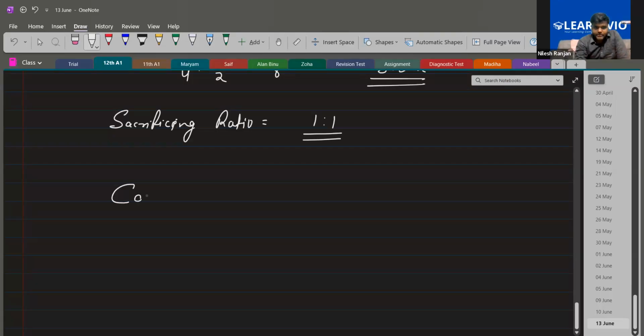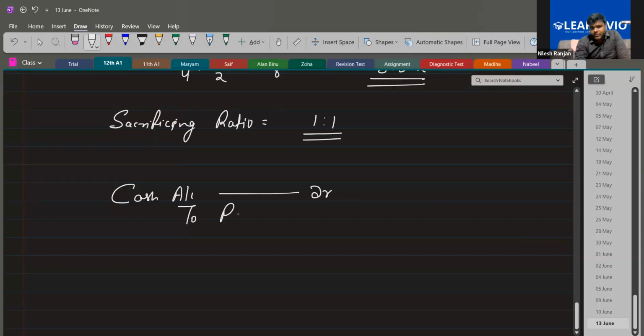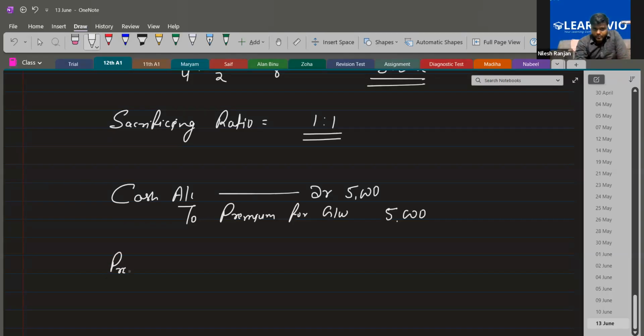So the journal entry will be cash account debit, to, is there any capital? No, capital is not given. So only premium for goodwill is being brought. So it will be premium for goodwill account. Account debit 5,000.